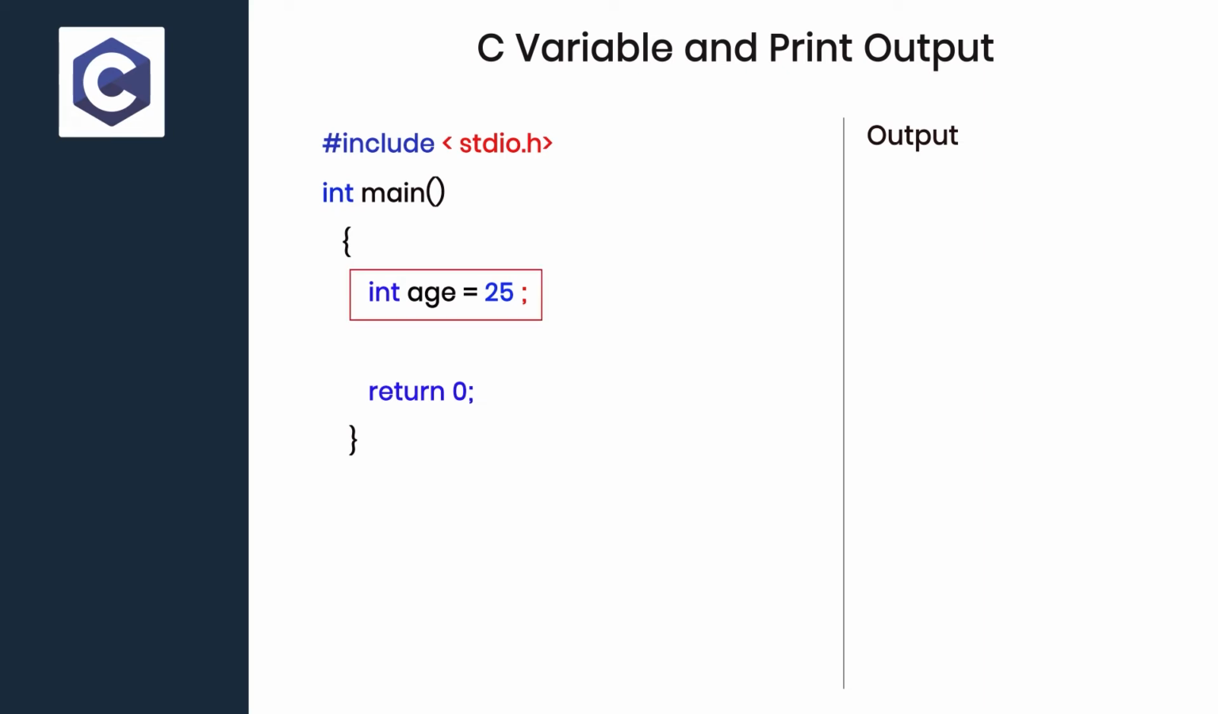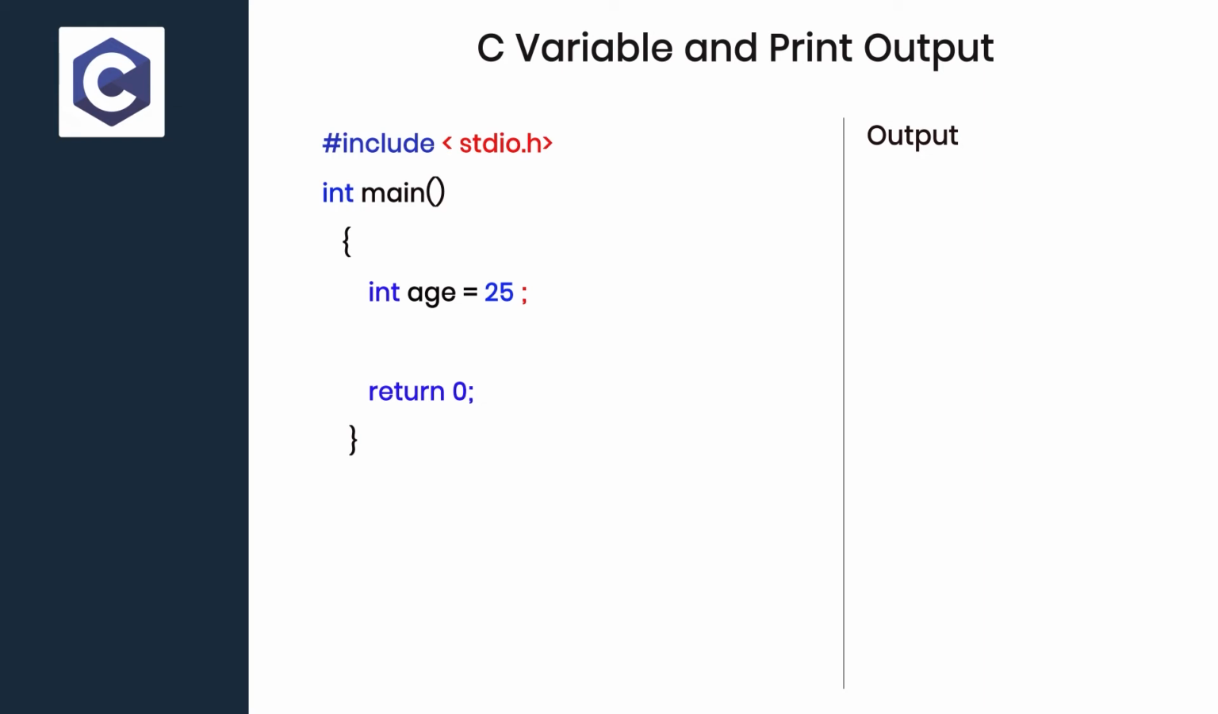If we run this code, a variable is created but we will not see any output, and to get output in C programming, we will use the printf function. Before we print this variable, let's first try to print a normal text. Then in the next step, we will learn to print variables.